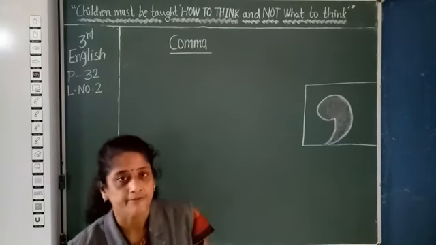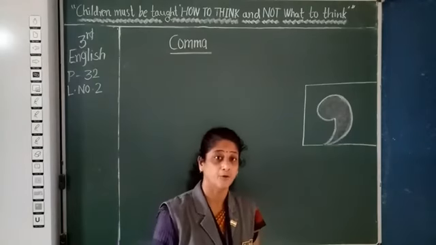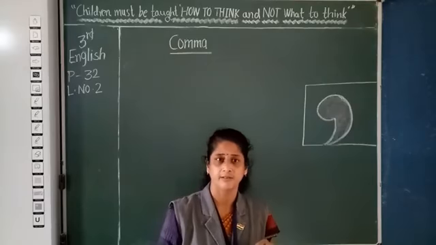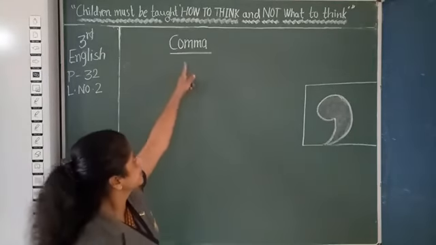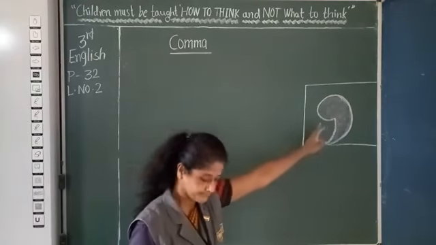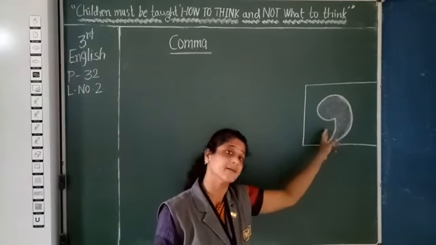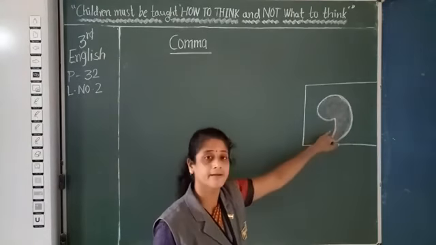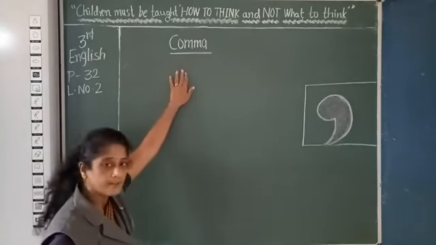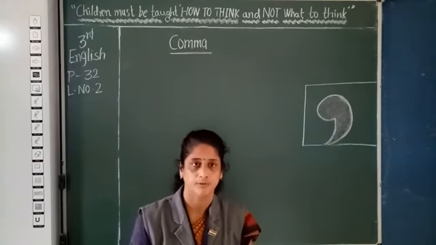So, in the last period, we saw some rules to be followed for hard C and soft C. I hope you have understood it. Yes, and you have enjoyed the story of soft C. Okay, today we are going to see another punctuation mark. You know which punctuation mark this is? I hope you all know it. Yes, you have already learned this in the earlier standard also. This is called a comma. Yes, and we are going to see where a comma is used.